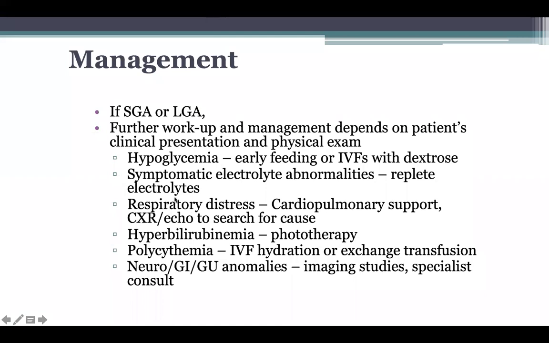If there is respiratory distress, you have to provide cardiopulmonary support. Do a chest X-ray and echo to search for the cause. Give phototherapy. If there is polycythemia, you give IV hydration or exchange transfusion. If there are anomalies, you have to do imaging studies and take a specialist consult. So this is one chart that summarizes the management. Each of these things you can take up in management of IDM.